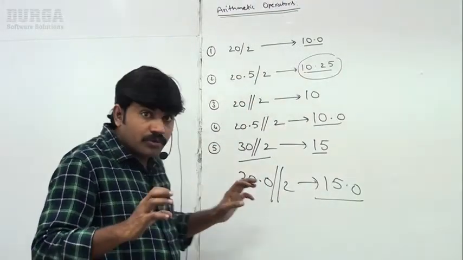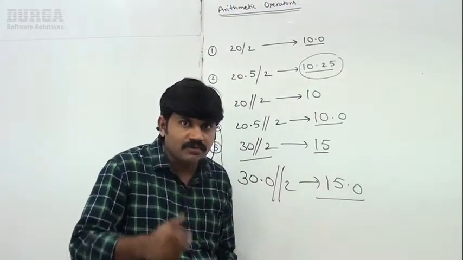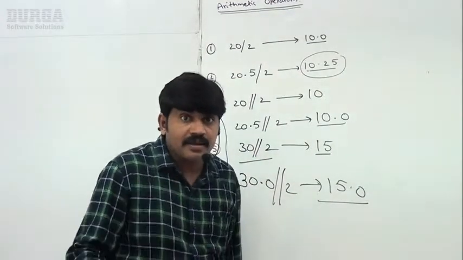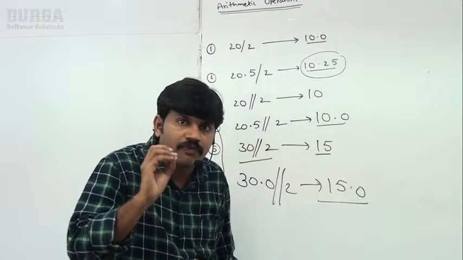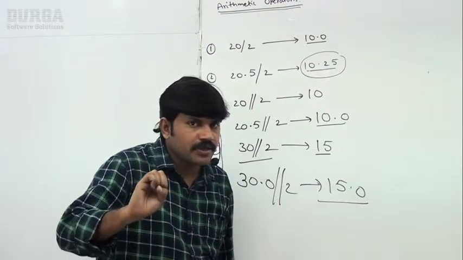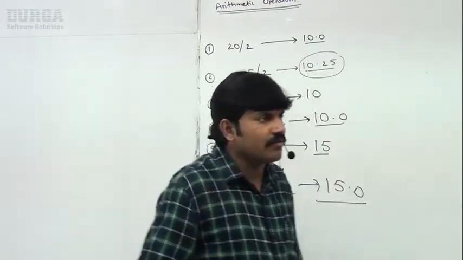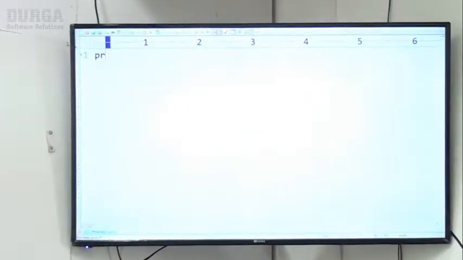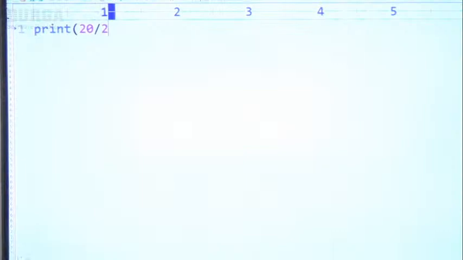You should have clear clarity about floor division, because in the robotics area, data science area, machine learning area, this floor division is the most important operator. That's why you should have clear clarity, sir. Let me execute this code. Here I'm taking print of 20 by 2.